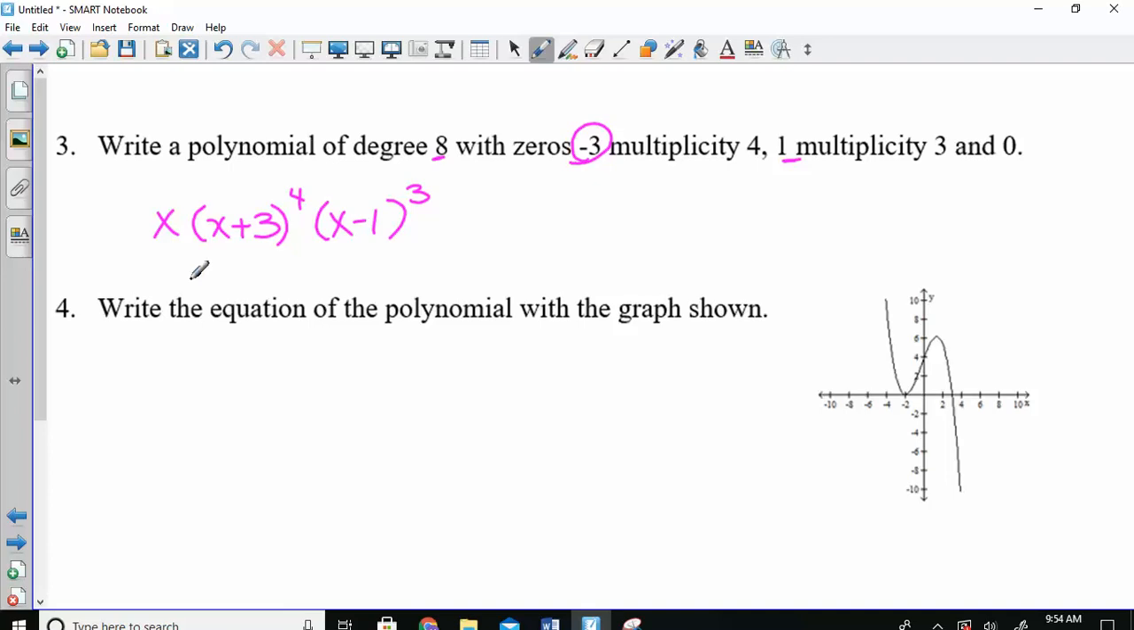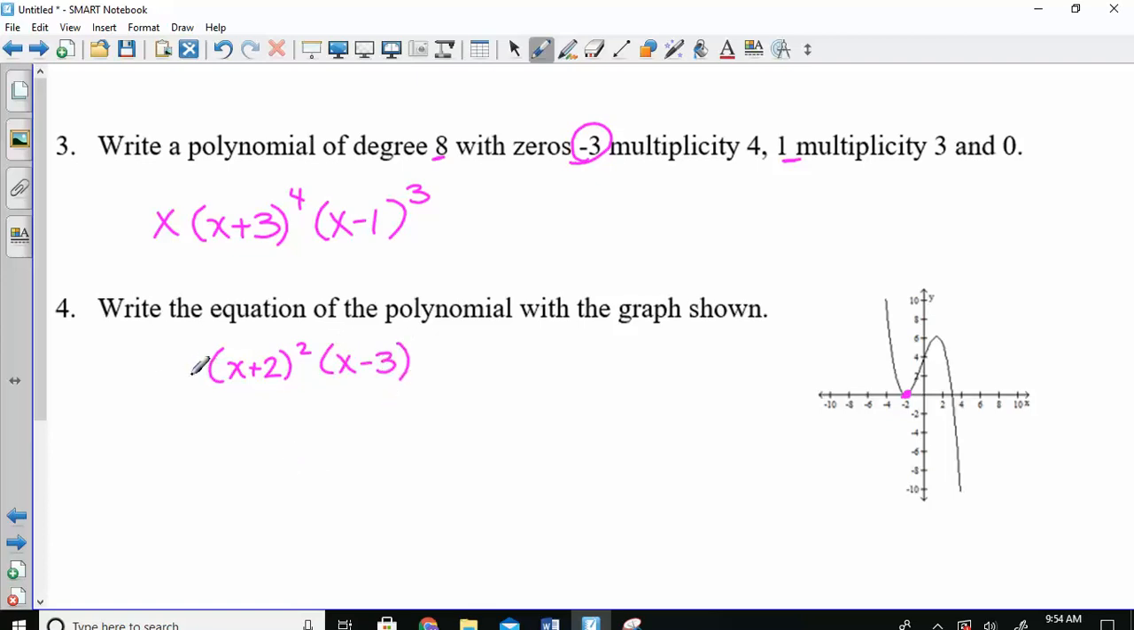Right, number 4. I want to write the equation that matches this graph. So, what's the first place where it hits the x-axis? So what would have to be my factor? x plus 2 squared. Good, absolutely. Where else does it hit? 3.